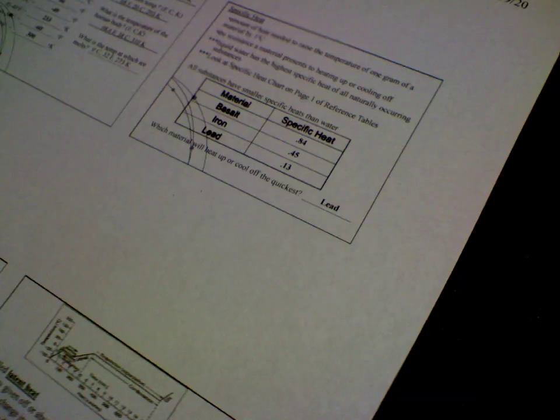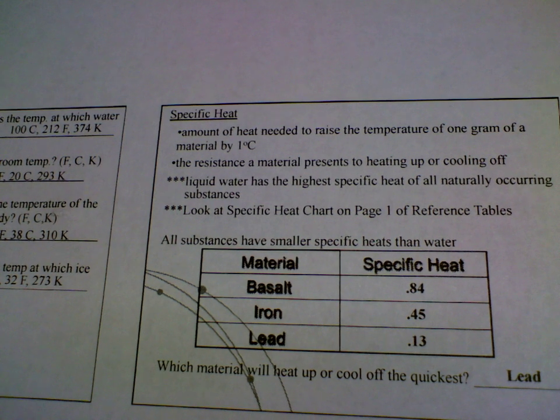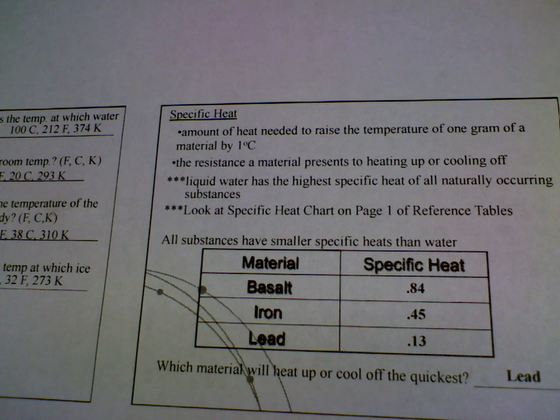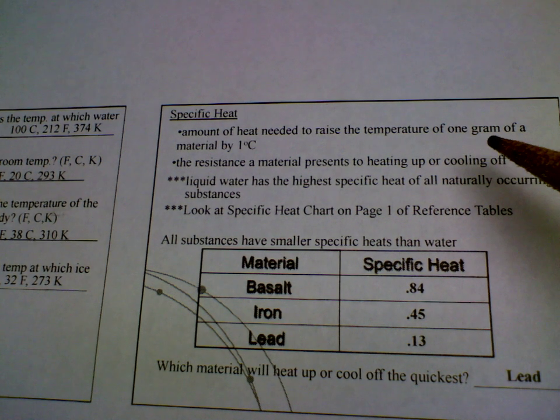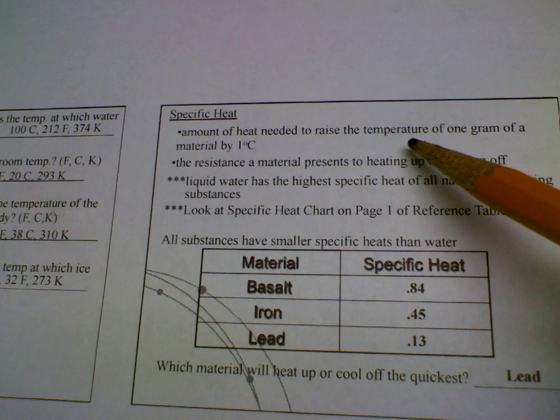One last thing I'm going to look at here is specific heat, and this is going to be extremely important. Specific heat, where are we going to find all measurements for specific heat? We're going to find it on page 1 of the reference table. And this is the definition of specific heat. It's the amount of heat needed to raise the temperature of 1 gram of material by 1 degree Celsius.